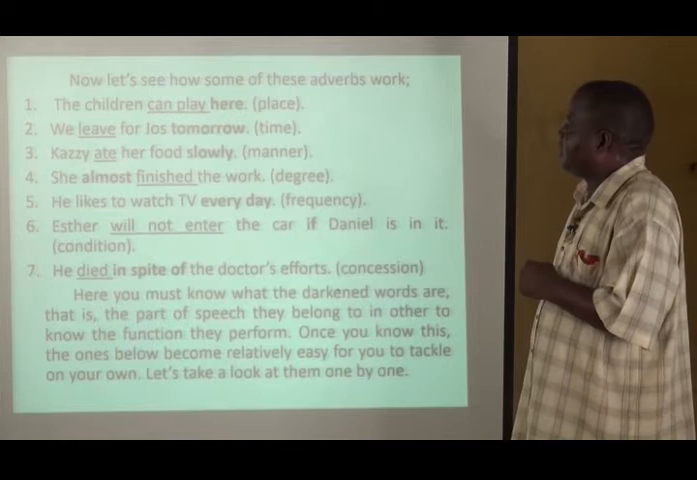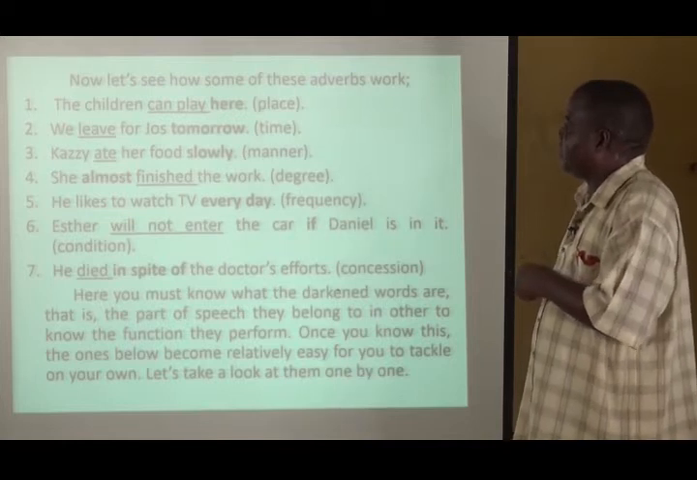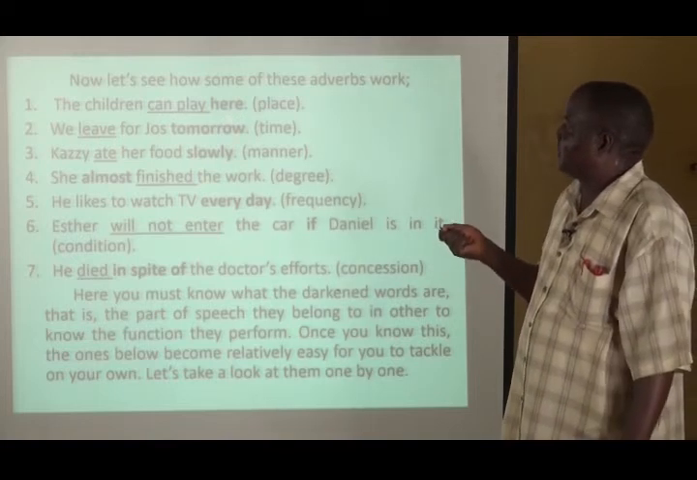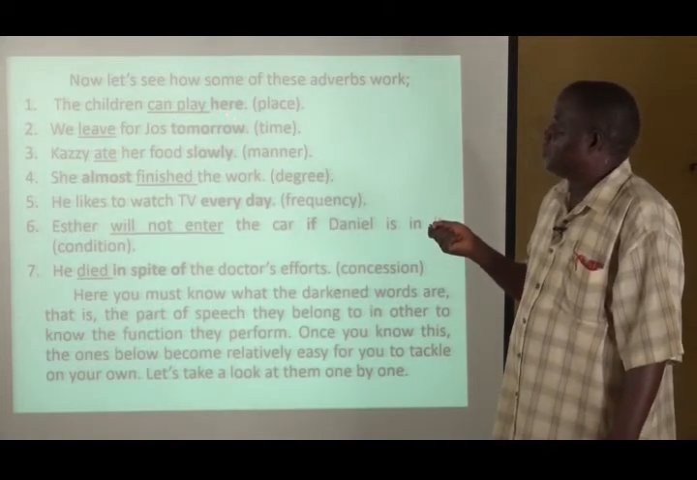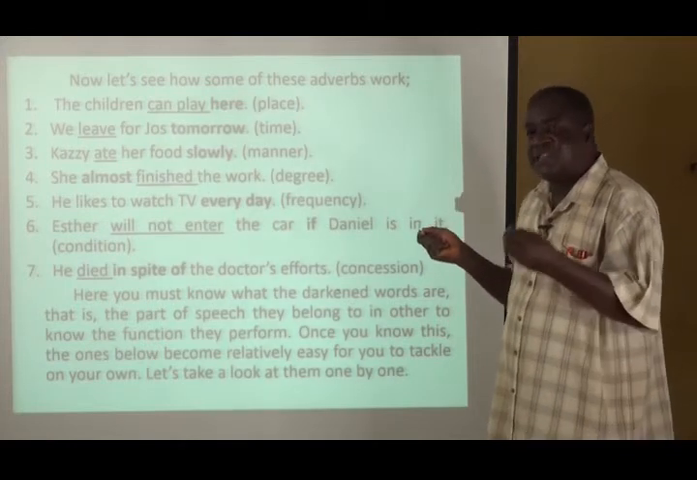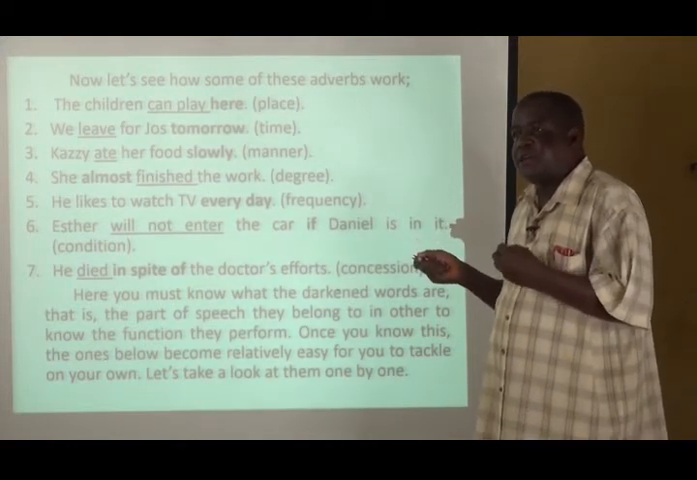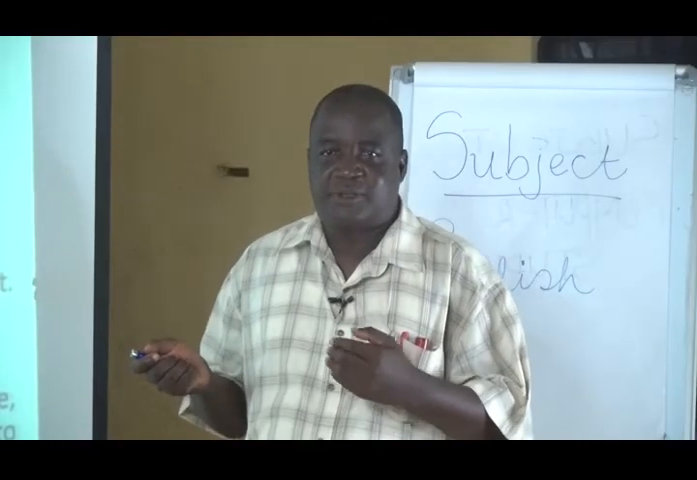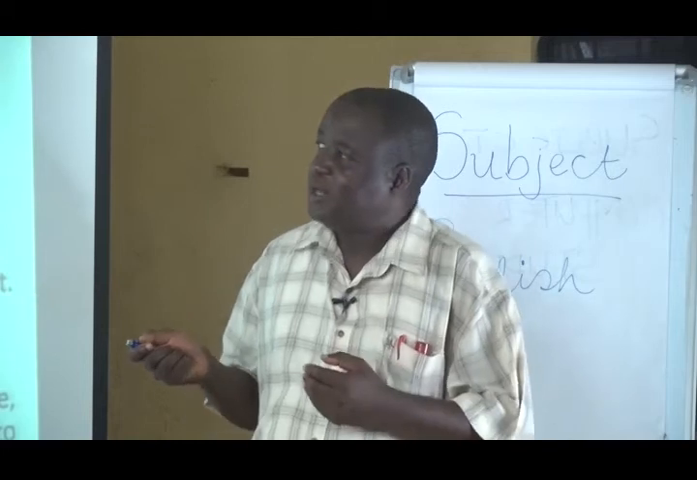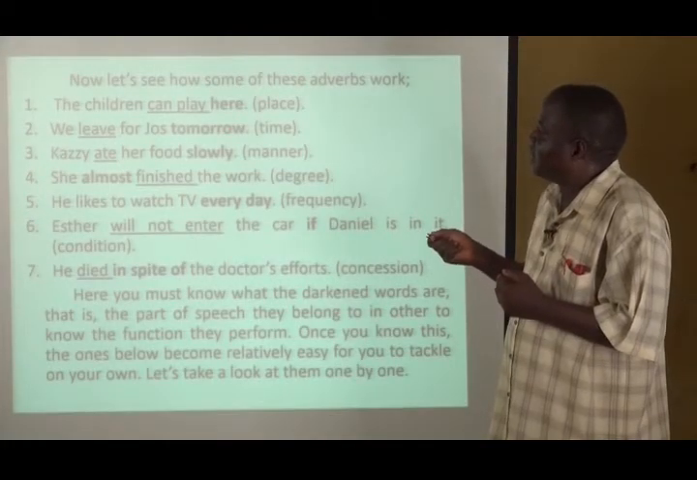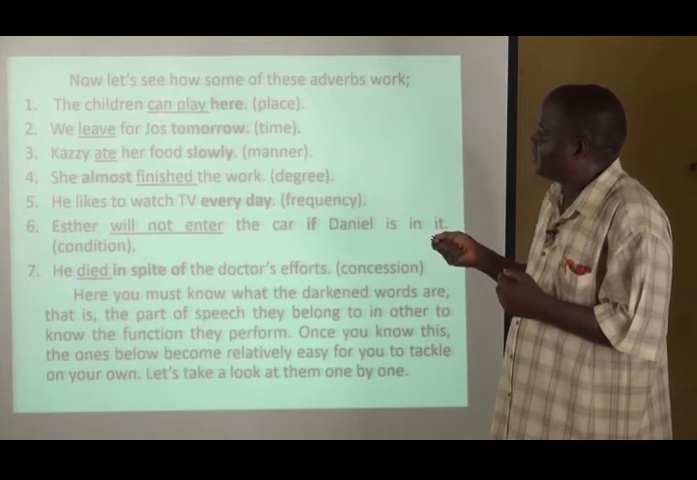Number one, the children can play here. Now, you find that one word is darkened. That is your adverb of place. Now, we said the function of the adverb is to modify a verb, an adjective, and sometimes other adverbs. Here, the adverb here is modifying the verb can play. You can see it underlined.